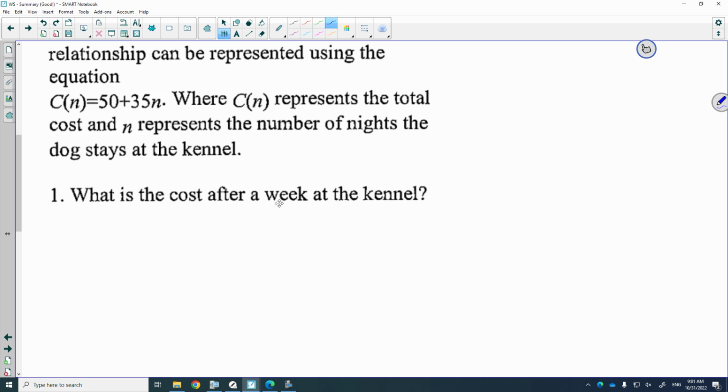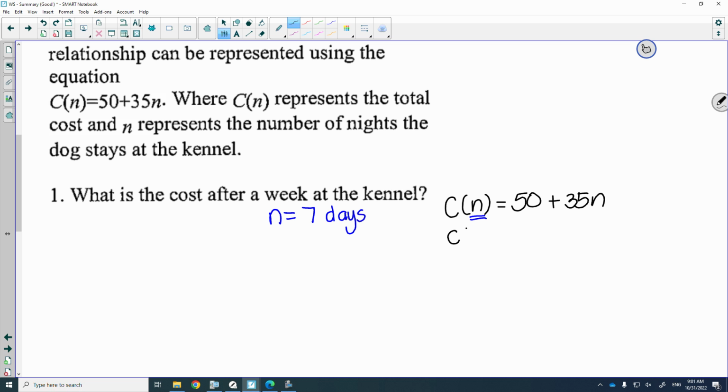If this was an exam question, I would have to specify, do they want a week to be like 7 days or a 5-day work week or something like that? So I want you guys to do this question. Let's do a week is 7 days. So the equation is this. C of N is equal to a flat rate of $50 plus 35N. We are going to calculate the cost for a week, which N is 7 days.